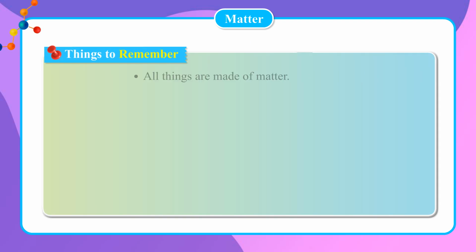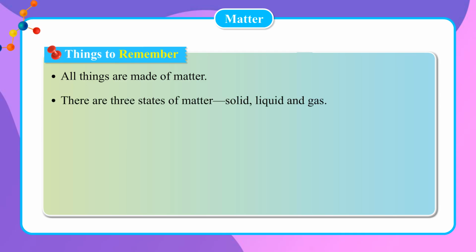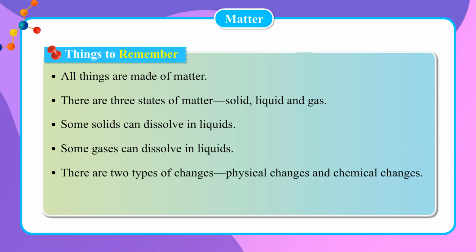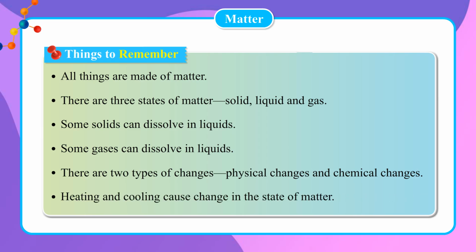Things to remember. All things are made of matter. There are 3 states of matter: solid, liquid and gas. Some solids can dissolve in liquids. Some gases can dissolve in liquids. There are 2 types of changes: physical changes and chemical changes. Heating and cooling cause change in the state of matter.